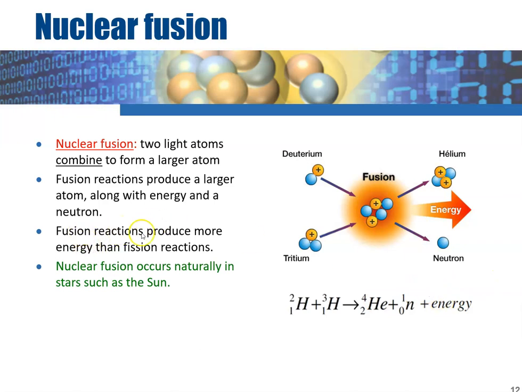Fusion reactions produce more energy than fission reactions. Nuclear fusion occurs naturally in stars, and that's where stars get their energy. Once you run out of deuterium and tritium and you don't have the ability to form the helium, you don't have the ability for energy to be released, that's when a star would die out.